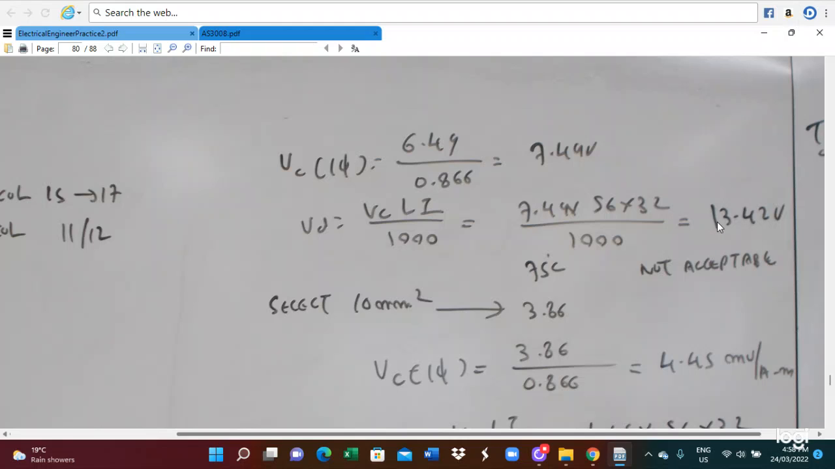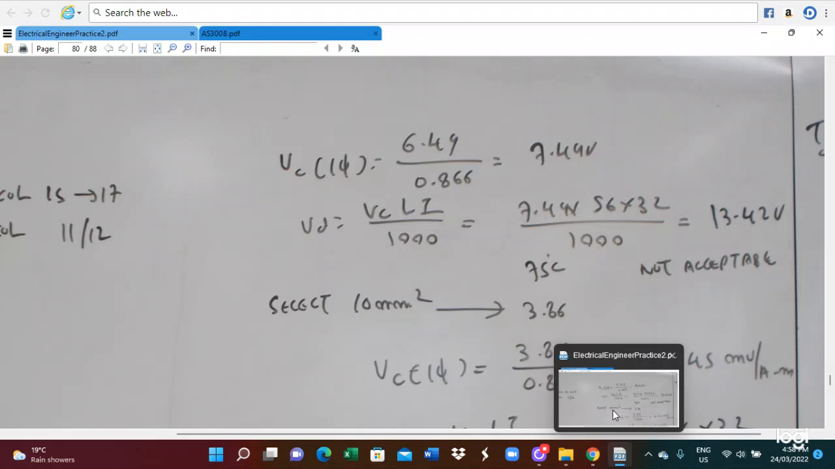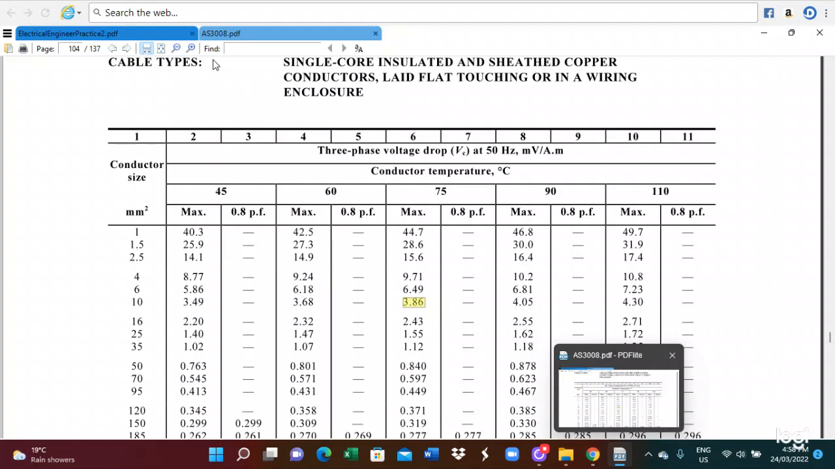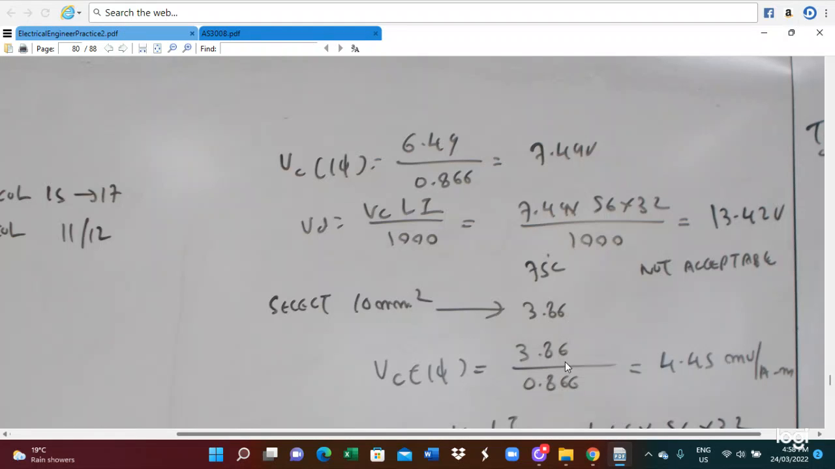So we can select this 6 millimeter square. Therefore, you select the bigger size. Another bigger size is the 10 millimeter square. For the 10 millimeter square, you can substitute the 3 by 8. So this 3 by 8 is substituted here. 3 by 8 divided by 0.8 is 4.45.